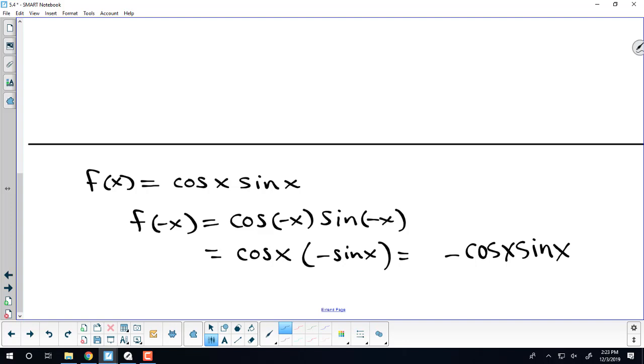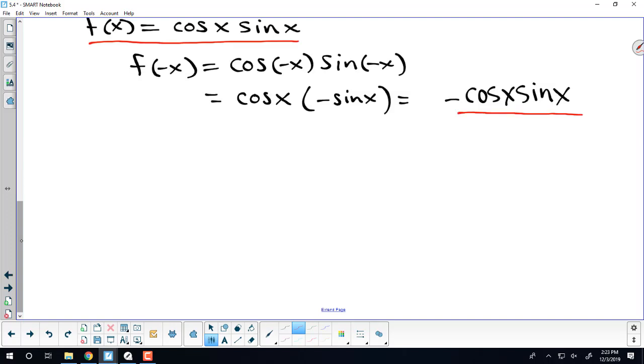So really what we're comparing is f of negative x to f of x, to say, well, is this cosine sine function even? Because f of x is not equal to f of negative x, right? So that tells us immediately that it's not an even function, since f of x does not equal f of negative x. It's not even.